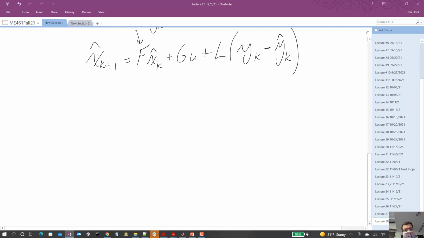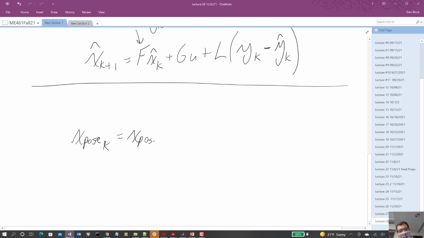Let's forget about bearing. Well, I don't know if we can forget about bearing, but anyway, that gets confusing here. Let's do this. Let's say X pose, our position, K. What did we do in our code? We said that's equal to, we integrated velocity, didn't we. So X pose K is equal to X pose K minus 1. Remember we did this? Plus what?